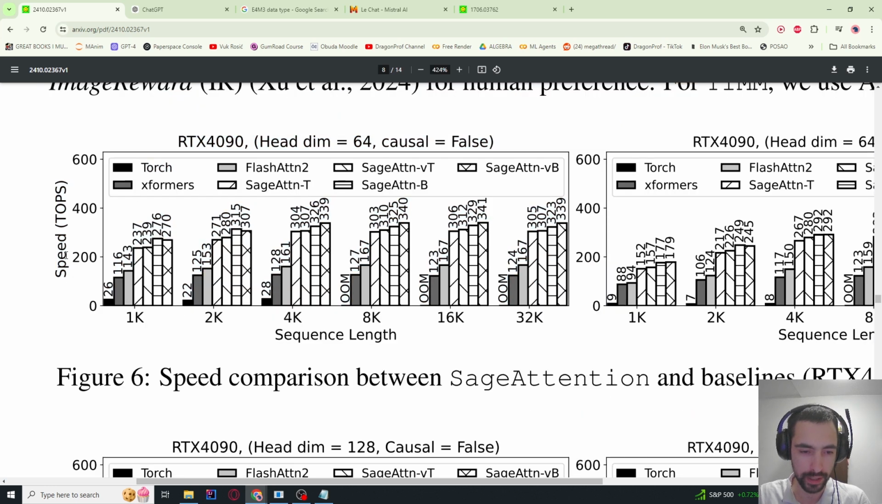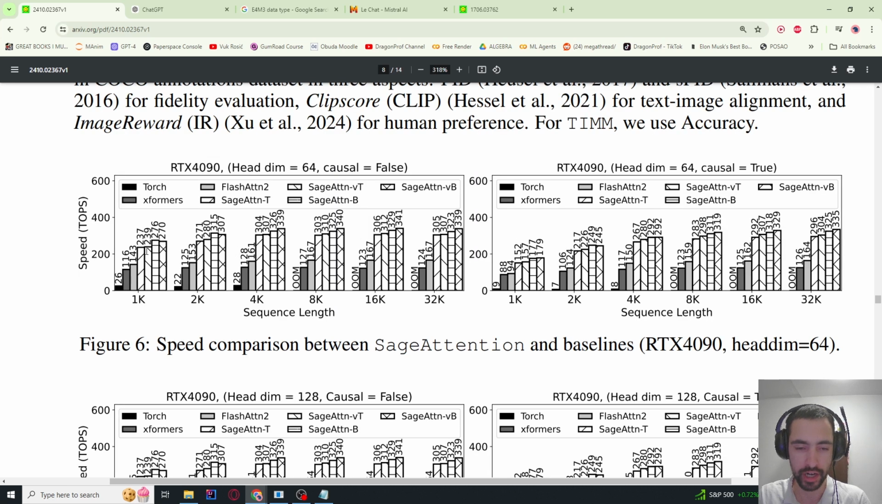Here we can see torch. It's very small here. This is tera operations per second. The speed of torch is very small. Then we see FlashAttention 2, which is the gray one, and then the darker one is xFormers. So FlashAttention 2 outperforms these two, but then SageAttention outperforms all of the other ones consistently.